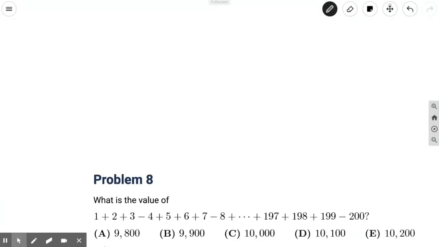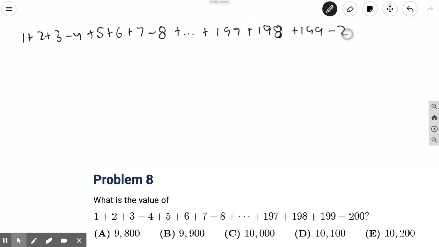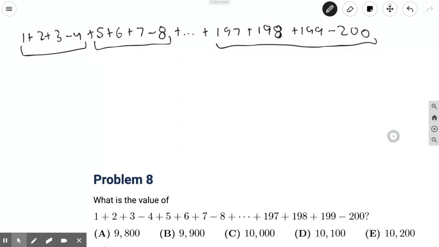Now moving on to the next problem, problem number 8. What is the value of 1 plus 2 plus 3 minus 4 plus 5 plus 6 plus 7 minus 8 plus ... plus 197 plus 198 plus 199 minus 200? A quick and speedy solution to do this is by grouping them by 4s, because we know that there are 3 numbers that are added and 3 numbers that are being subtracted, all the way up to 200.